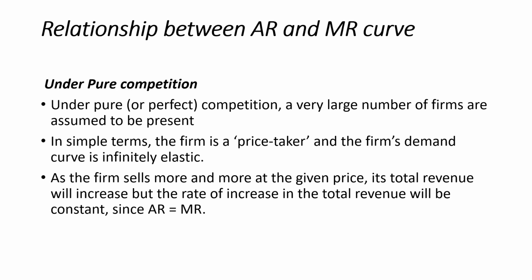We have already seen that, and there will be an equality between the average revenue and marginal revenue in the case of perfect competition. So this is the relationship between average revenue and marginal revenue in perfect competition. Both AR and MR would be equal in perfect competition.